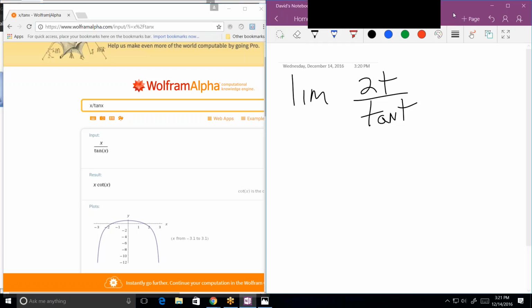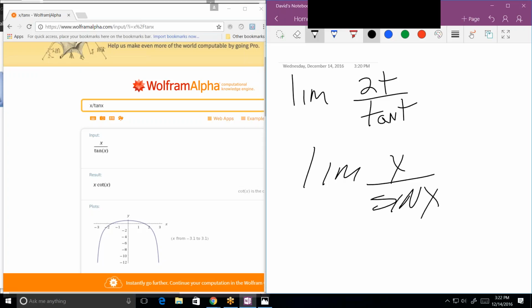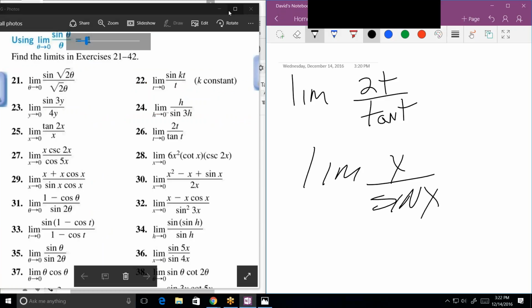So basically what you need to memorize is that even if you reciprocate it, it's the same limit. In other words, before we were trying to figure out what the limit of x over sine x is. Well, if the limit of sine x over x is 1, then the limit of x over sine x is 1. Just like if the limit of tan t over t is 1, then the limit of t over tan t is also 1, because the reciprocal of 1 is 1.